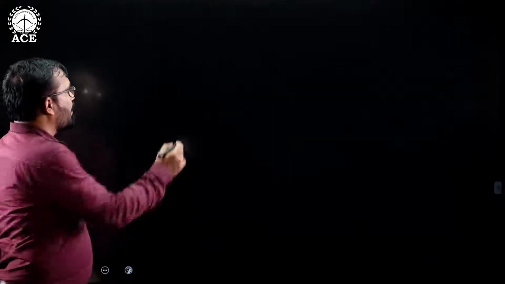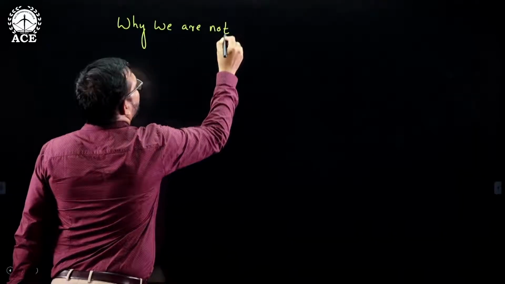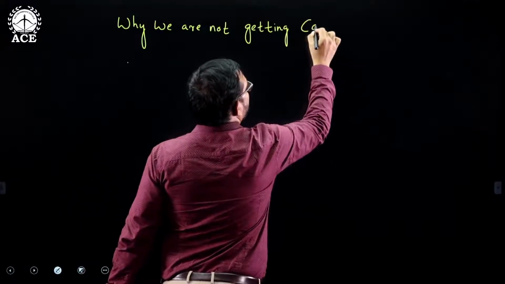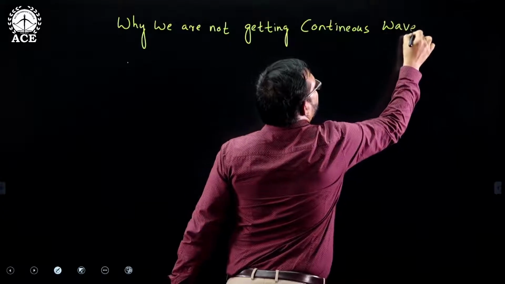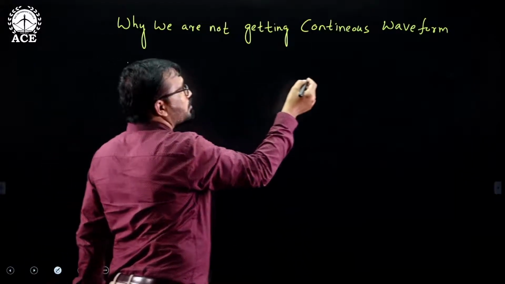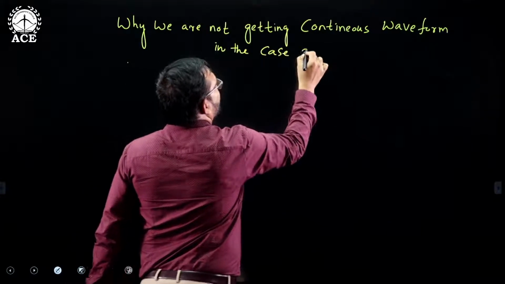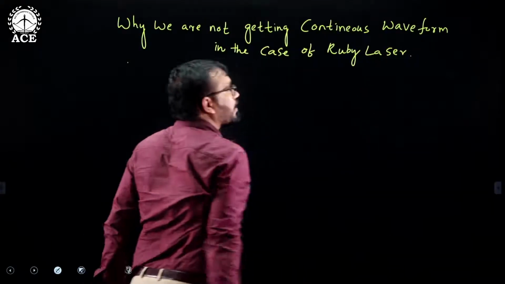See here. Why are we not getting a continuous waveform in the case of the ruby laser? Why are we not getting a continuous wave?